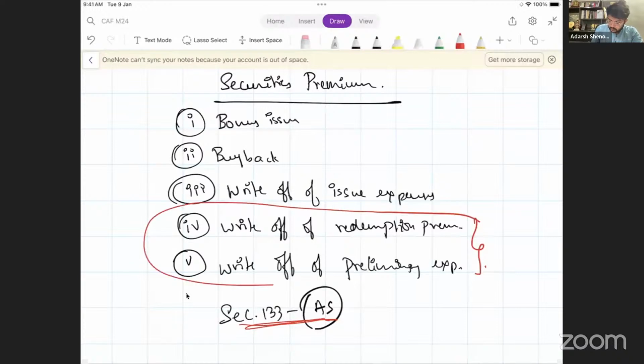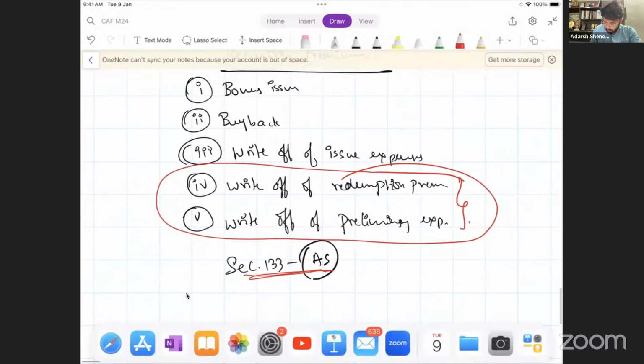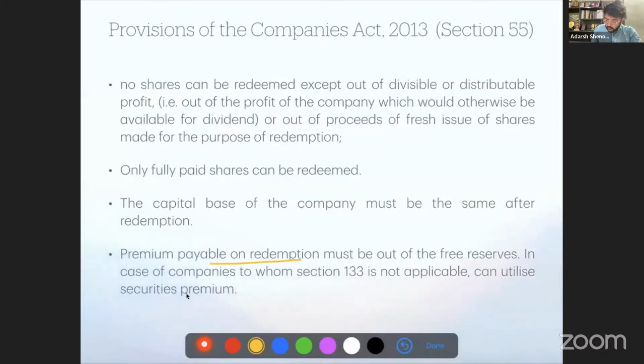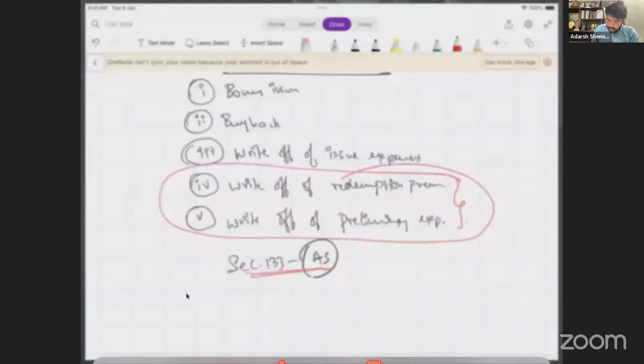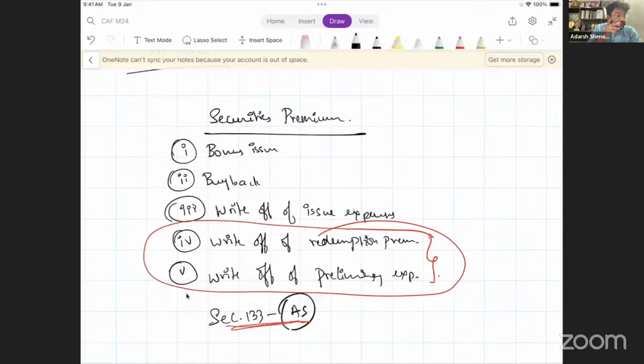That means these 2 points are not applicable to almost all the companies which are profit motive. That is almost all the companies. Here 2 points not applicable. So for this, you just have to remember this much now. Premium payable on redemption must be out of the free reserve. In case of company, so out of the free reserves. So you can debit the premium account to P&L only. You can't debit. So if it was a non 133 company, then you can use it for redemption premium.